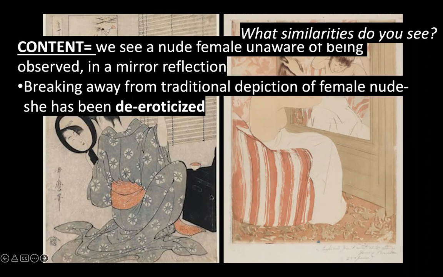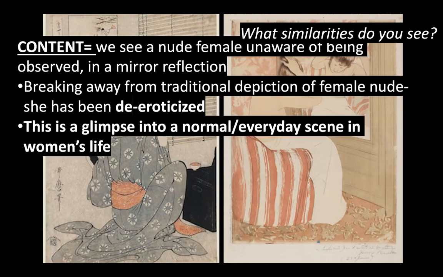So she's breaking away from this traditional depiction of the female nude, right? We've seen a lot of reclining, sensual female nudes. This is a female nude, but she's de-eroticized. She's not seen as a sexual object. She's doing her hair in her room. So this is a glimpse into a normal, everyday scene in a woman's life.